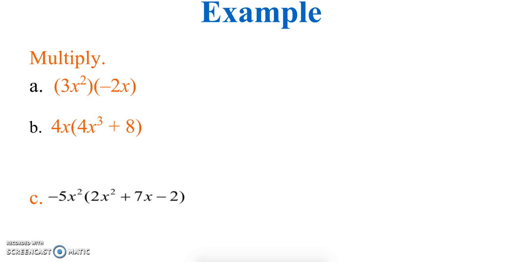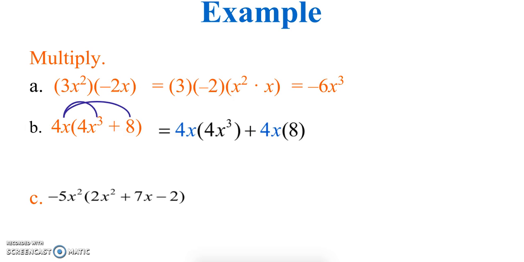A second way we can do it is distribution. So A is an example of what we did before, so it's using that rule and adding those exponents. With B, we distribute, just like we've done in the past. You take that 4x and you distribute it across. When you do that, you multiply your terms together or add your exponents if there are. Your final result would be 16x to the fourth and then 32x, because there's only one variable in the second term. In C, same process.